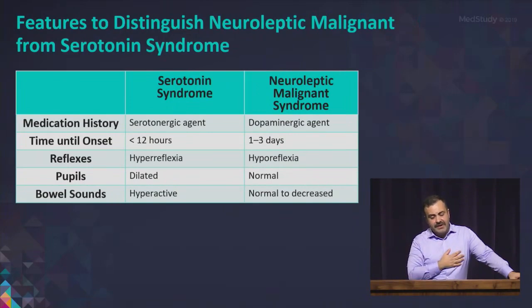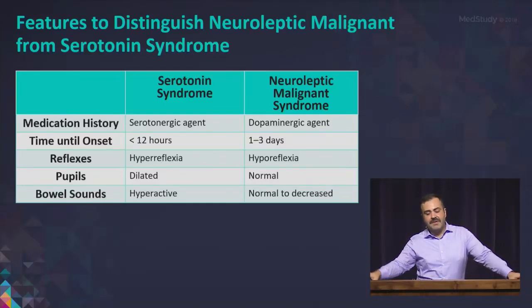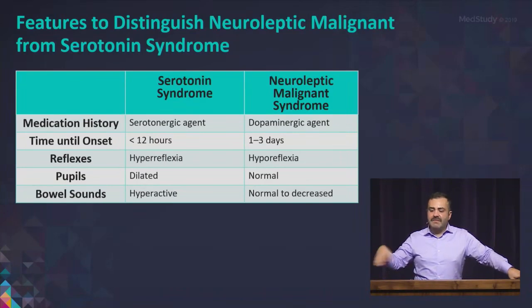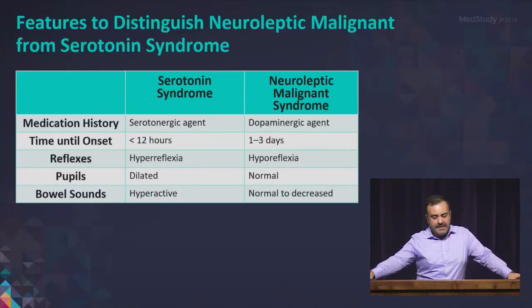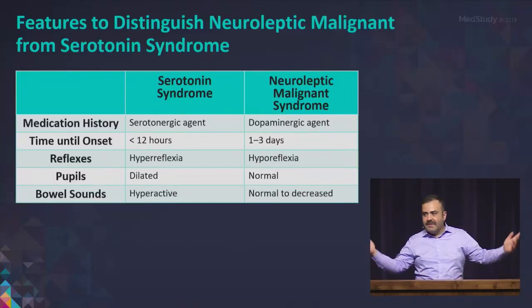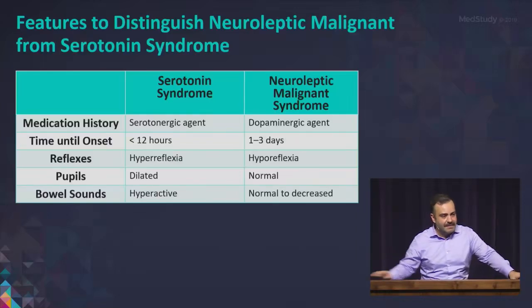So in terms of differentiating them, for serotonin syndrome, the patient was on a serotonergic agent. Neuroleptic malignant syndrome, it was a dopaminergic agent. In terms of timeline, serotonin syndrome shows up much faster, in less than 12 hours. It also resolves much faster, versus NMS, it takes 1 to 3 days to show, and it takes 1 to 3 days to resolve. In terms of reflexes, you have hyperreflexia in serotonin syndrome, NMS hyporeflexia. The pupils are dilated in serotonin syndrome, and also the bowel sounds might be a little bit different. But for the purpose of the board and your practice, the most important thing is what the patient was taking.